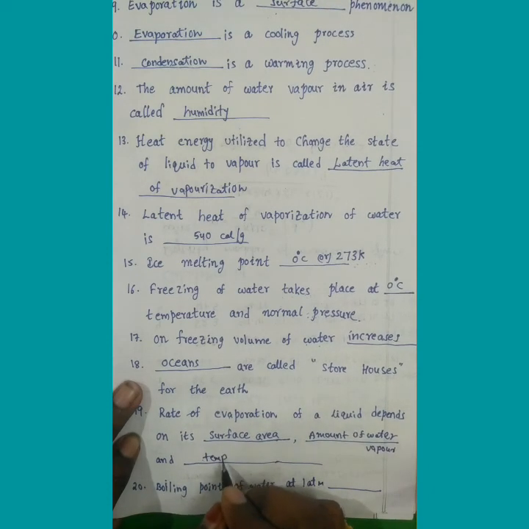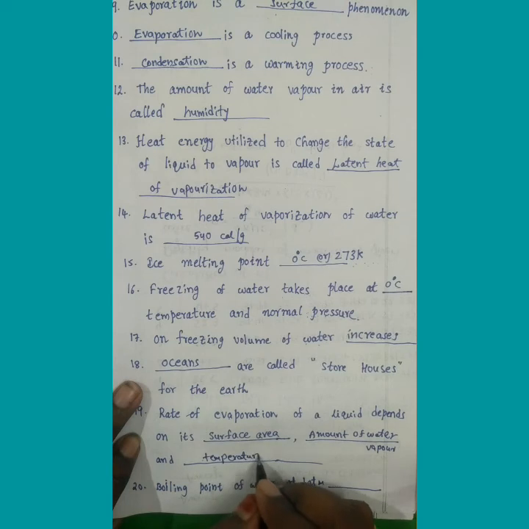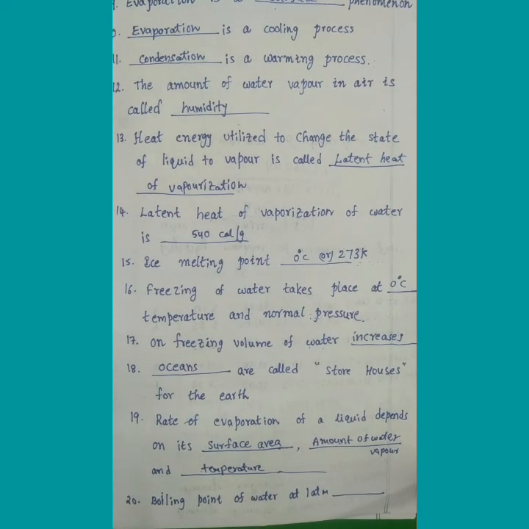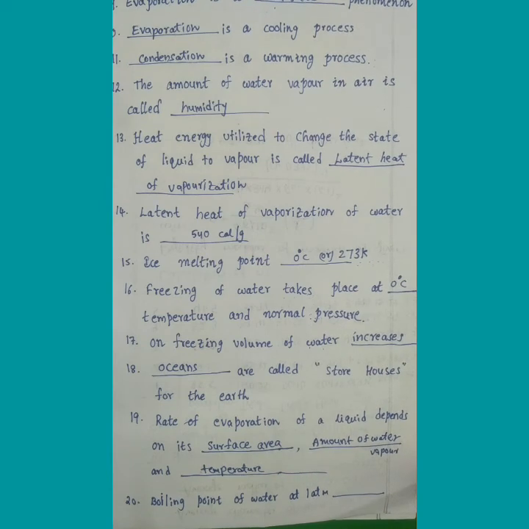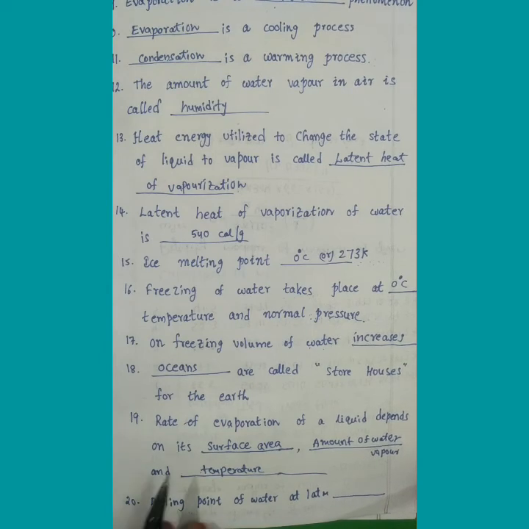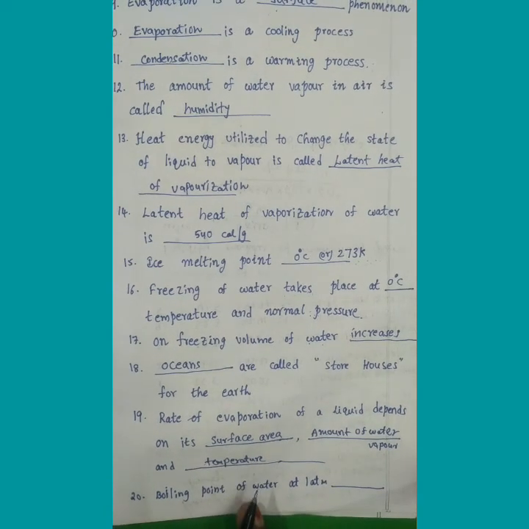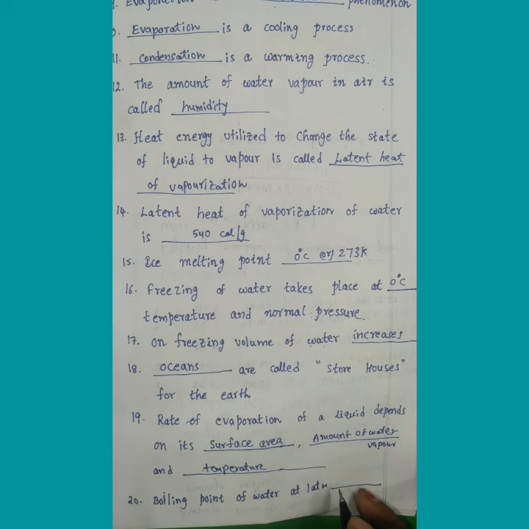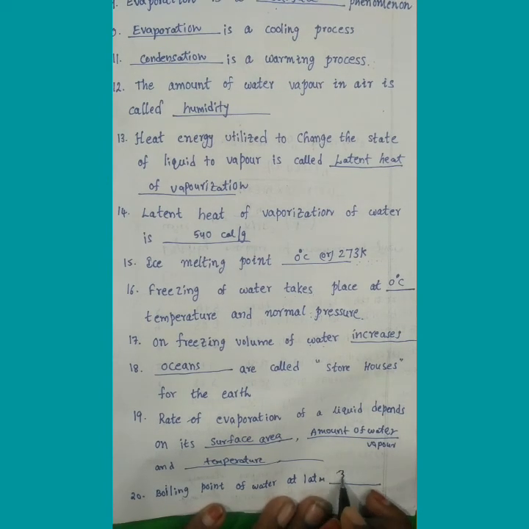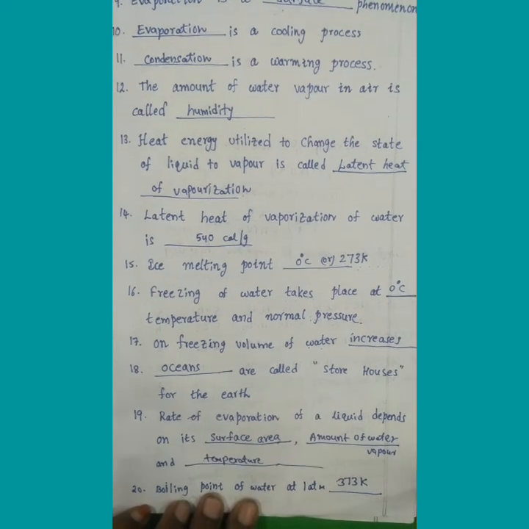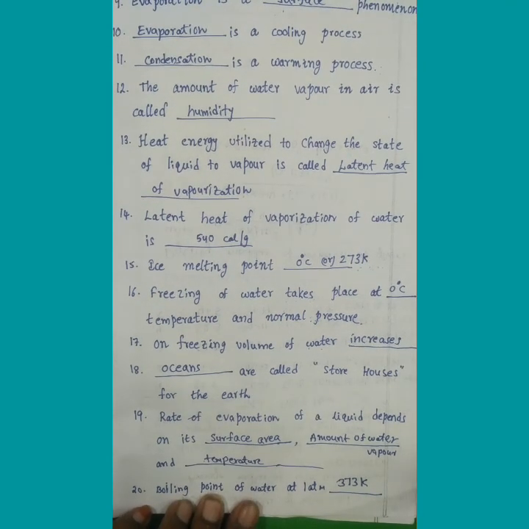For example, a glass of water may not evaporate fast. If the same quantity of water is poured on your floor, it will evaporate very fast. That's why evaporation is a surface phenomenon, and the rate of evaporation depends upon the surface area. The boiling point of water at 1 atmosphere is 373 Kelvin. These are the main points you should remember.